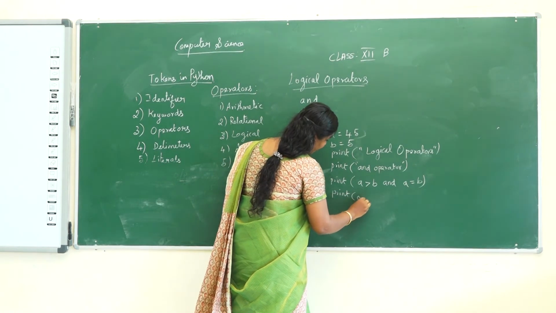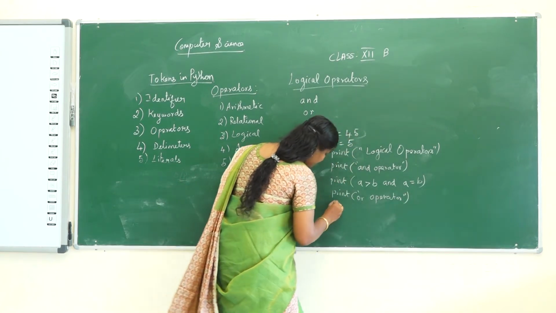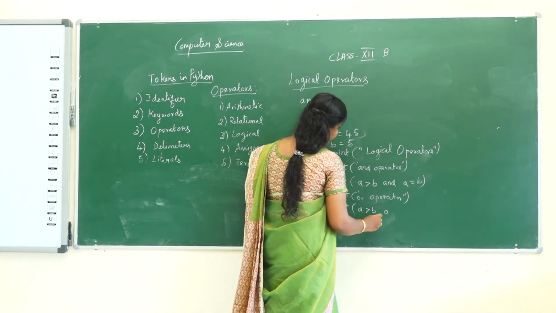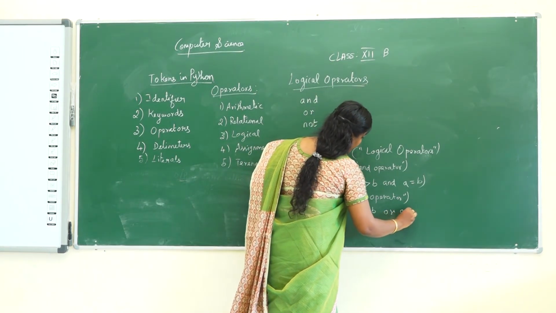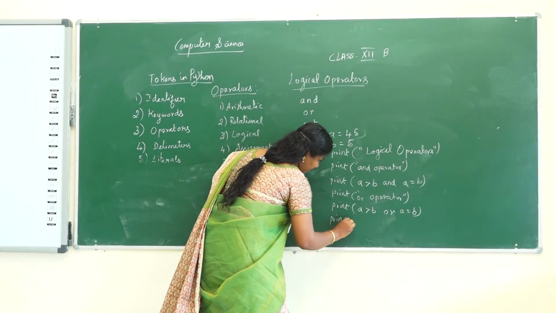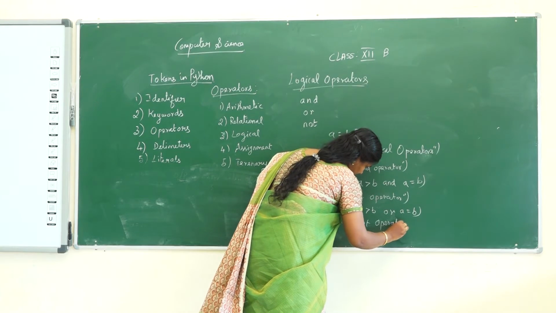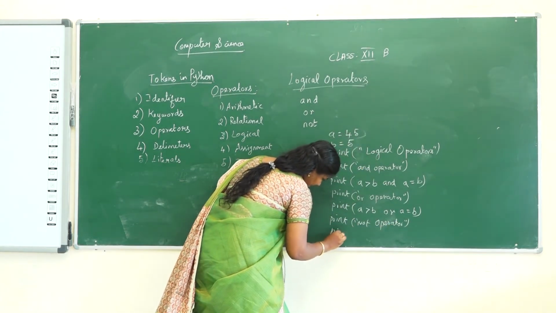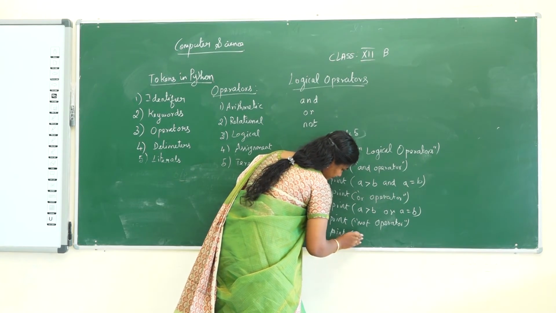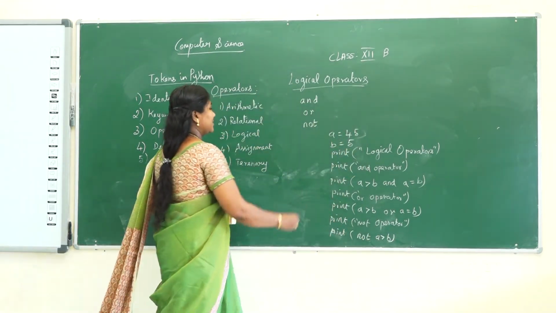So print OR operator: A greater than B or A equal to B, I am giving. And the next one, print NOT operator: print not A greater than B. So this is the program.